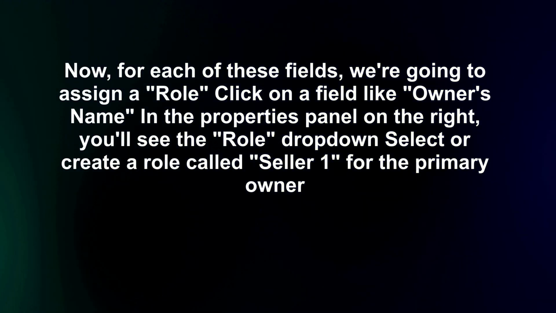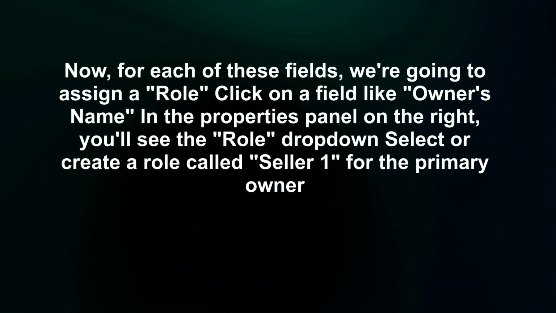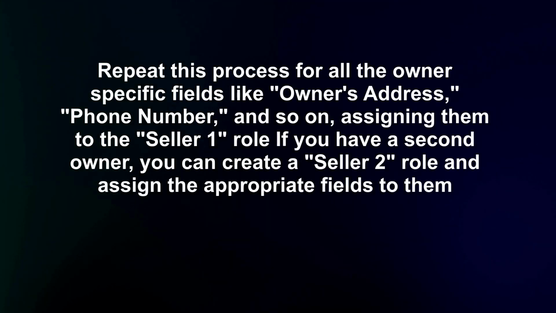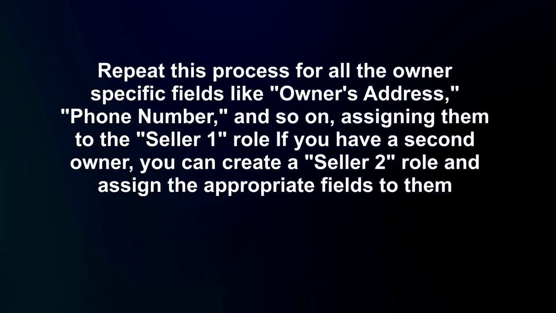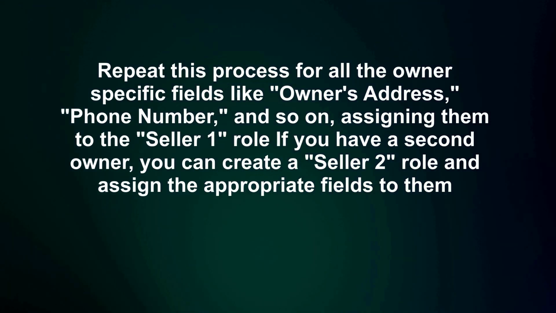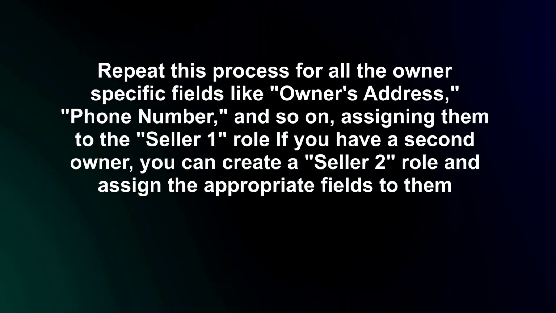Click on a field like owner's name in the Properties panel on the right. You'll see the role drop-down. Select or create a role called Seller 1 for the primary owner. Repeat this process for all the owner-specific fields like owner's address, phone number, and so on, assigning them to the Seller 1 role. If you have a second owner, you can create a Seller 2 role and assign the appropriate fields to them.